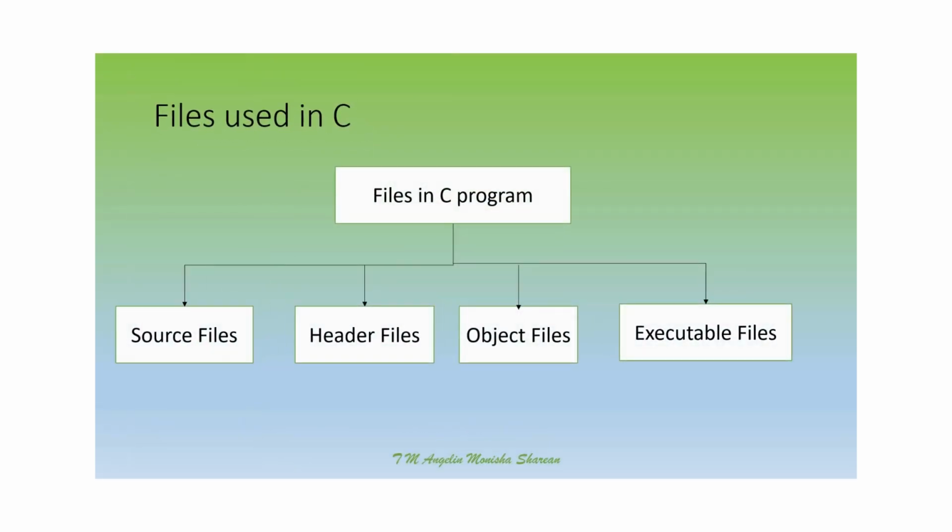Next, we can see what files are used in a C program. A C program normally contains 4 files. The source file, which has the code written by the programmer. Second comes the header file, that is, as we saw in the previous session, the standard IO header file, which is included in the program for executing the basic standard statements. Then comes the object file and then the executable file. We can see all the files in detail.